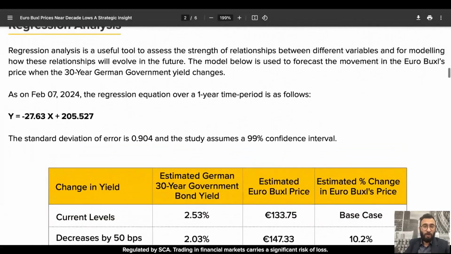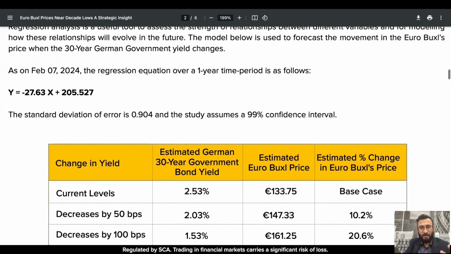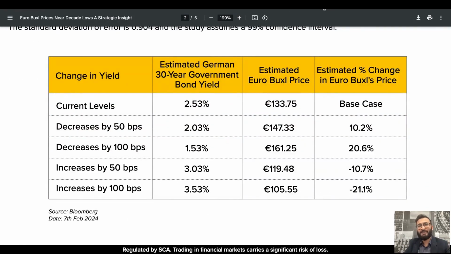Now, we did something called a regression analysis, which was done to understand the relationship between the 30-year German government bond and the price of Euro Buxel. When the analysis was done, it showed a very inverse relationship. It shows that when the German government bond yields, the German government lending rates, come down, the price of the Euro Buxel goes up.